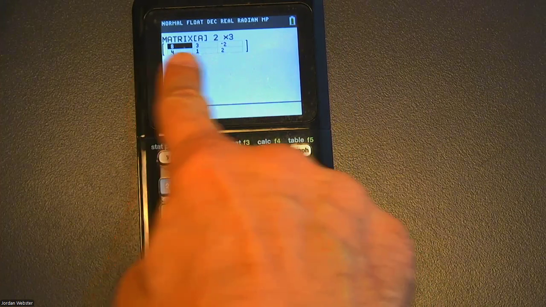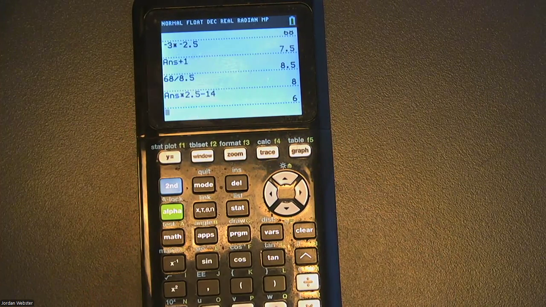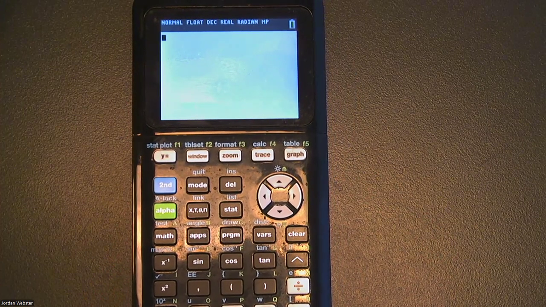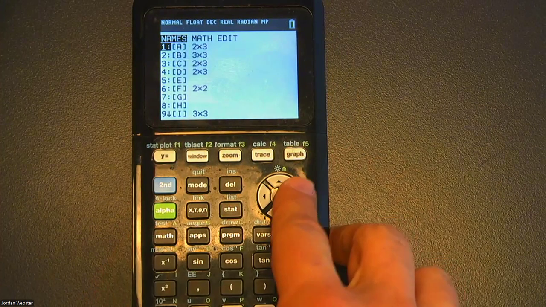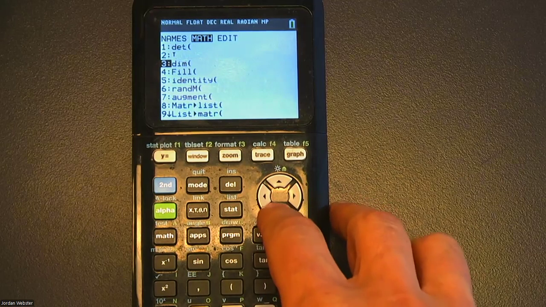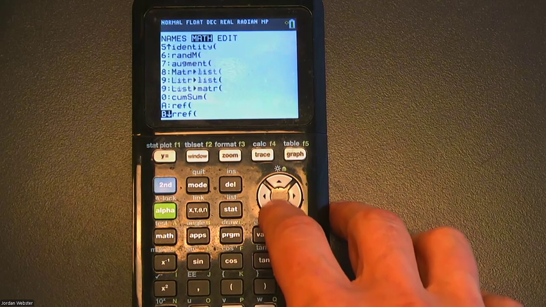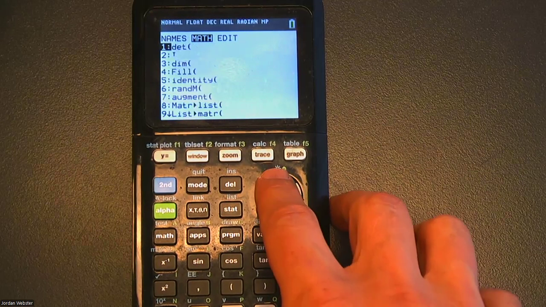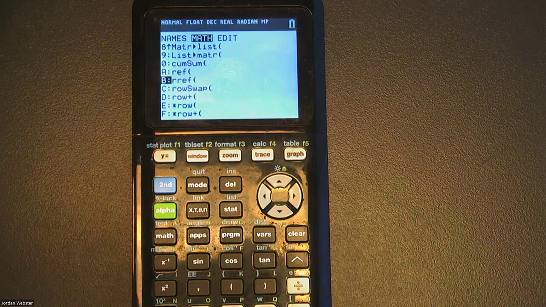Once you've put your matrix in, you go back to the home screen. I'll clear that out. The row reduced echelon form button is actually also in the matrix menu, but under the math. So this is the mathematical operations you can do with matrices. And if you scroll down far enough, what you'll see is an RREF.